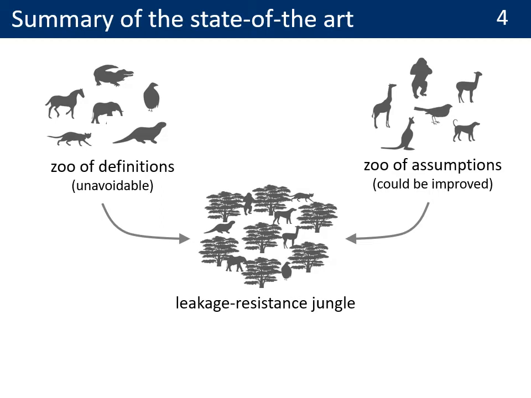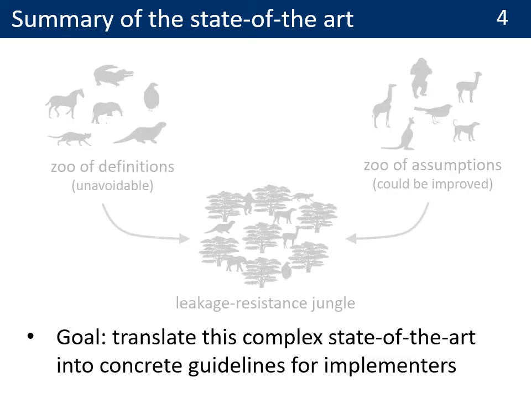So if you look at the current state of the art, you will find a zoo of definitions, which in our opinion is unavoidable, and a zoo of assumptions, which could probably be improved with further research. The combination of those zoos is what we call the leakage resistance jungle, and the goal of this paper is to translate this complex state of the art into concrete guidelines for implementers. That is, trying to use formal security analyses in order to help hardware engineers design more secure implementations.